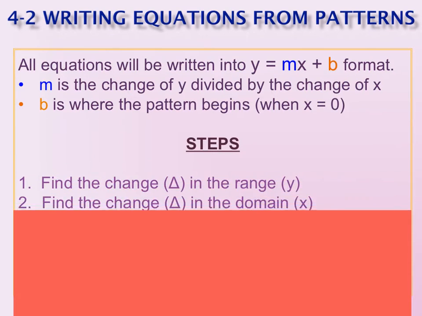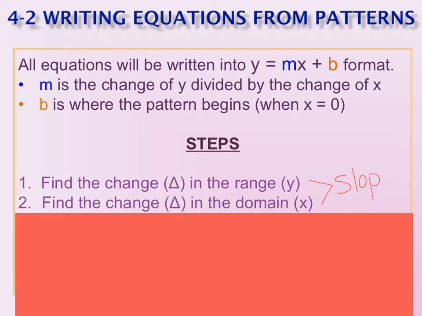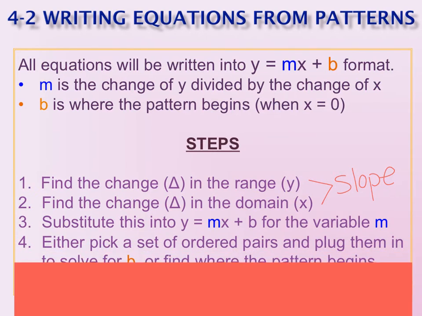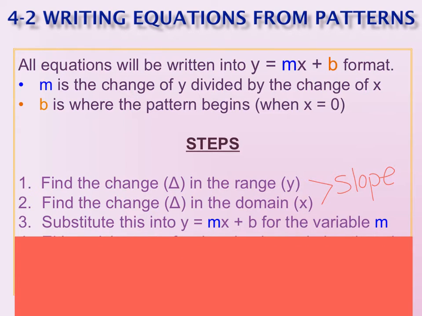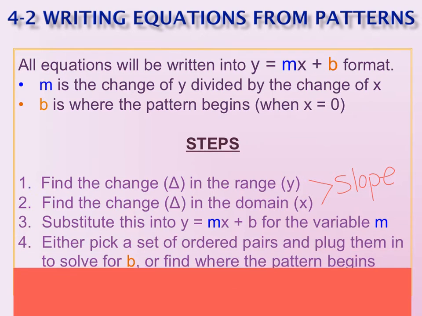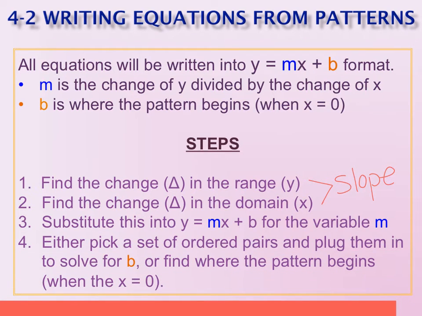So your steps for doing this: steps 1 and 2 are finding the change in range and then finding the change in the domain, and ultimately that's finding the slope now that we know what slope is. Again, keep in mind this was supposed to be taught before slope-intercept, which in my opinion is silly, so we changed it. Then step 3 says to substitute your slope m into the variable m in your equation. And then you would have to solve for your y-intercept, which is b.